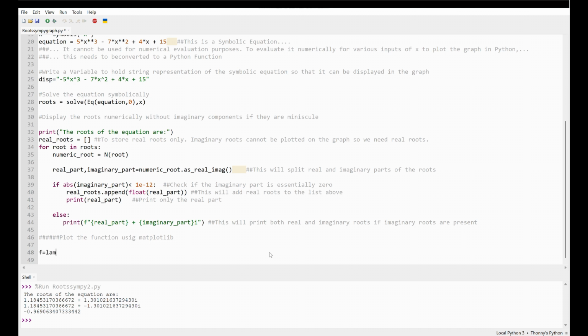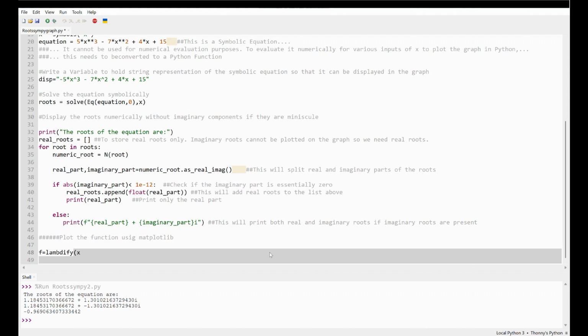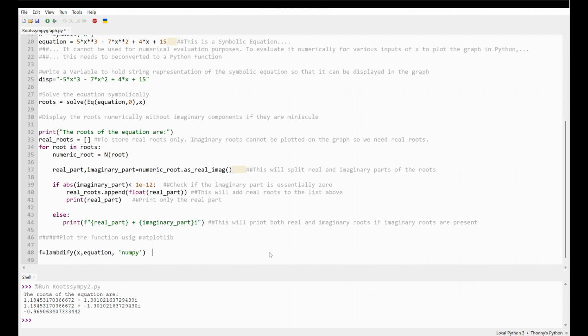So I will say f is equal to lambdify, and the arguments will be x, equation, numpy. So different values of x will be put into the equation to find values of y for the function to be plotted on the graph. I will just add a comment. The lambdify will convert the symbolic equation into the function, so that I don't forget it if I visit this again in future.